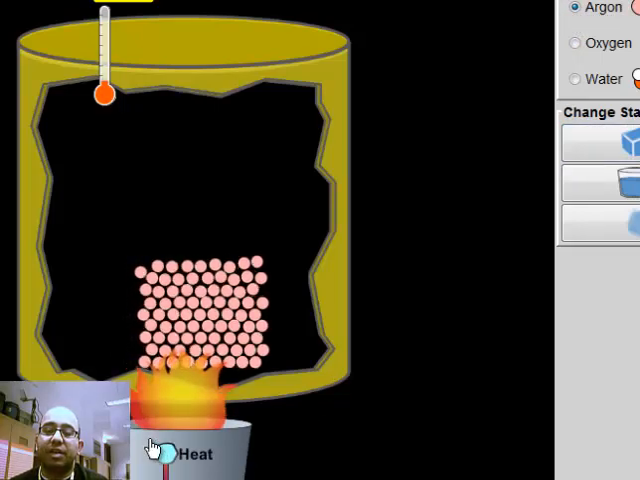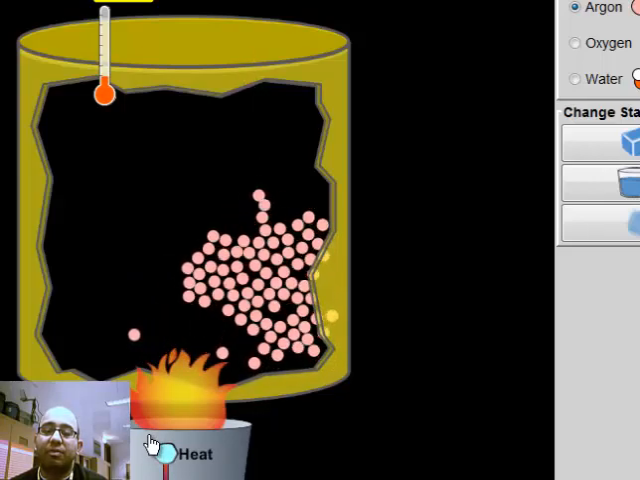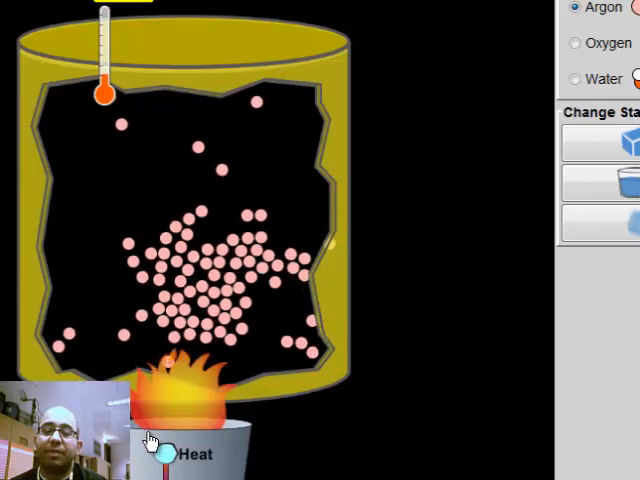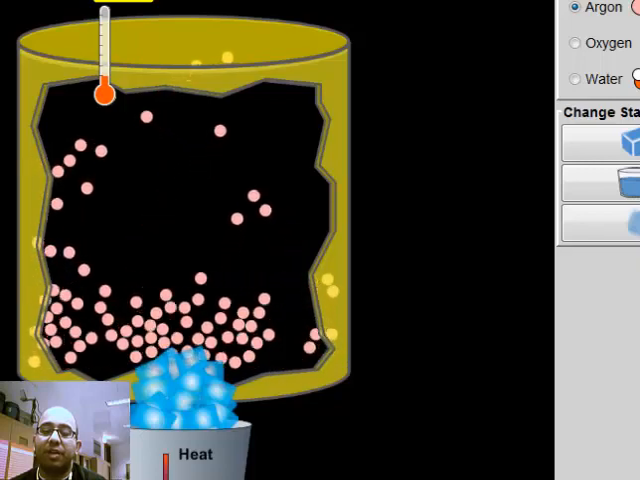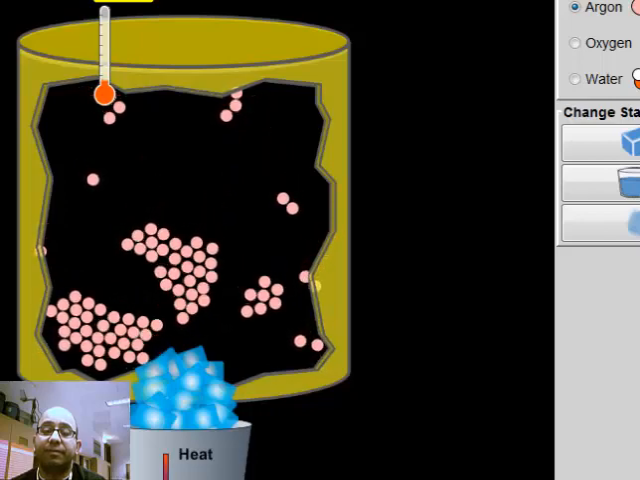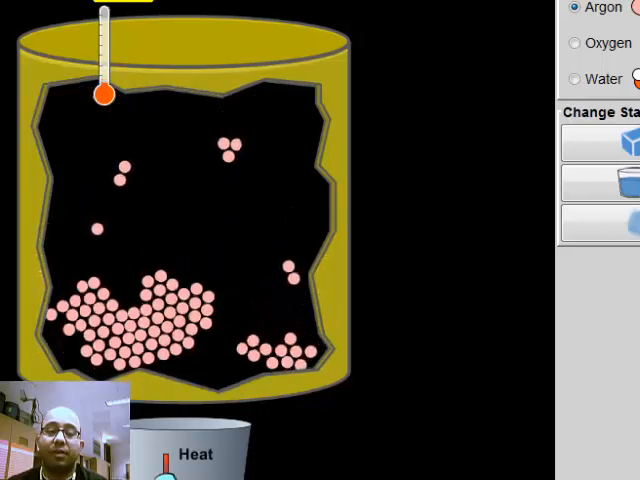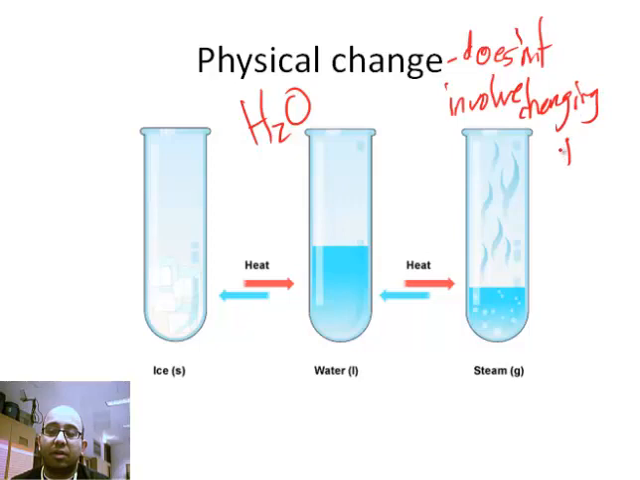The same is true for a lot of other substances too. As you heat the argon, in this case, the molecules start moving faster, and then they move apart from one another as they become a gas. If you cool them down, the opposite happens. The molecules slow down, and then they move closer together, which you can observe here. So a physical change does not involve changing the substance.